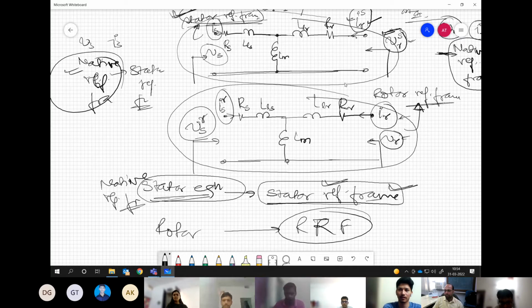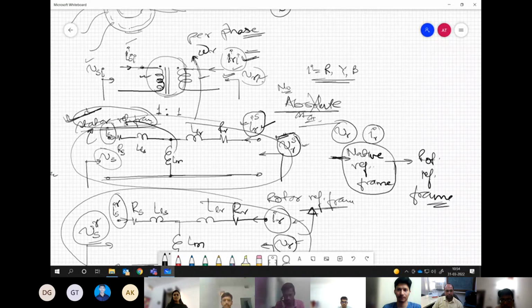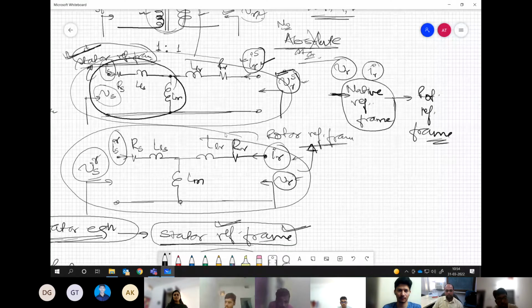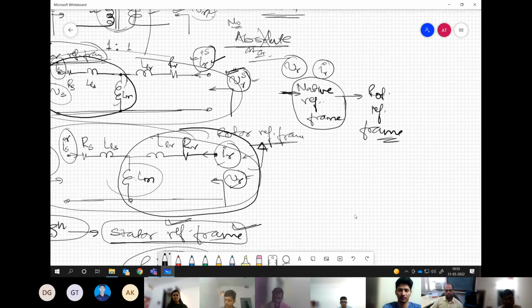Yes, sir. So now, the stator KVL equation is only this part. The rotor KVL equation is only this part. The stator part consists of the stator supply, stator quantities, and the magnetizing inductance. That's all. The rotor also has the rotor supply, rotor current, rotor parameters, and the magnetizing inductance. Magnetizing inductance is common. That's why it must come in both places. Now, let us try to write this.